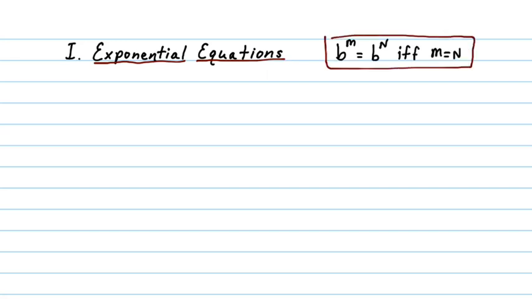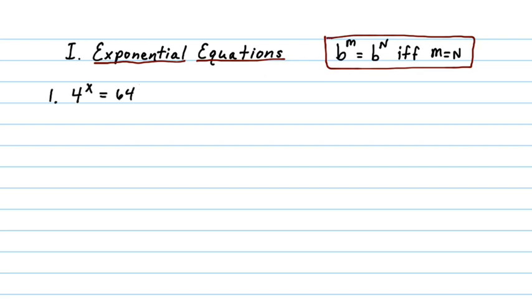So let's start with exponential equations, and I want to show you a property. If you have b to the m power equal to b to the n power, then m must equal n. And it actually goes both ways. Basically what we're saying here is if you have two powers of the same base and those two expressions are equal, the exponents must be equal. So we'll see how this works with some examples.